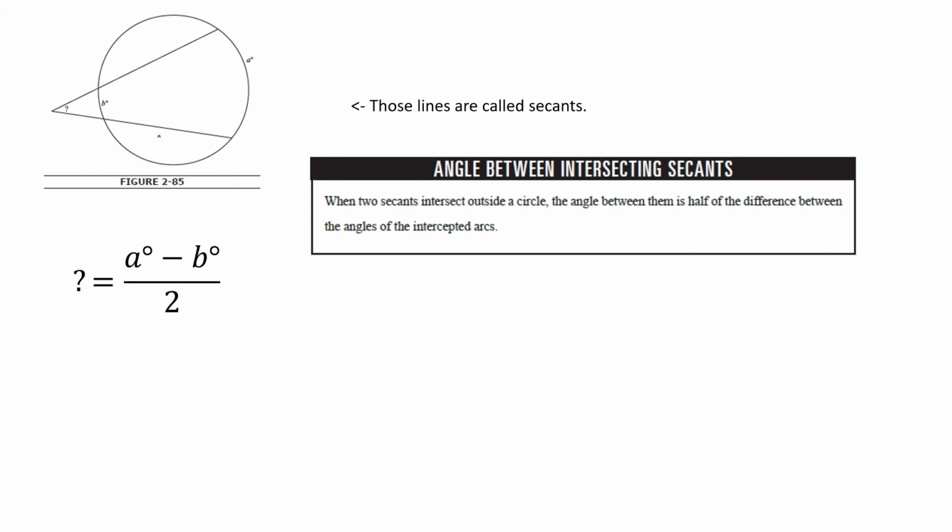Those lines are called secants. A secant is a line that starts outside of the circle and then ends somewhere on the circle after it goes through it. When two secants intersect outside a circle, like this, the angle between them is half the difference between the angles of the intercepted arcs. So the arc lengths formed by those secants, not the outside ones, the inside the secant ones.